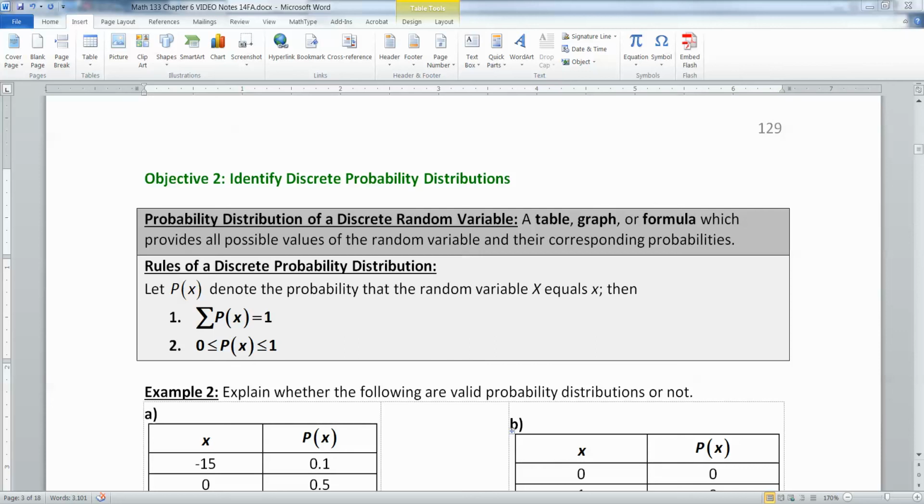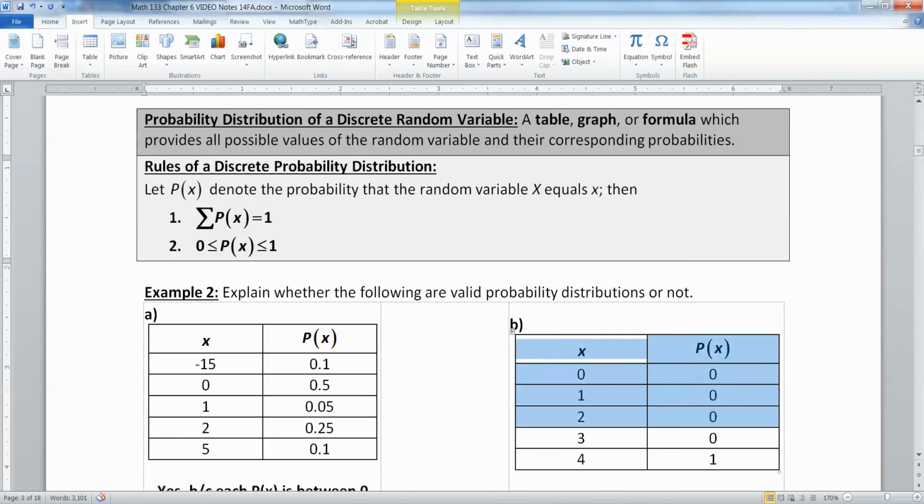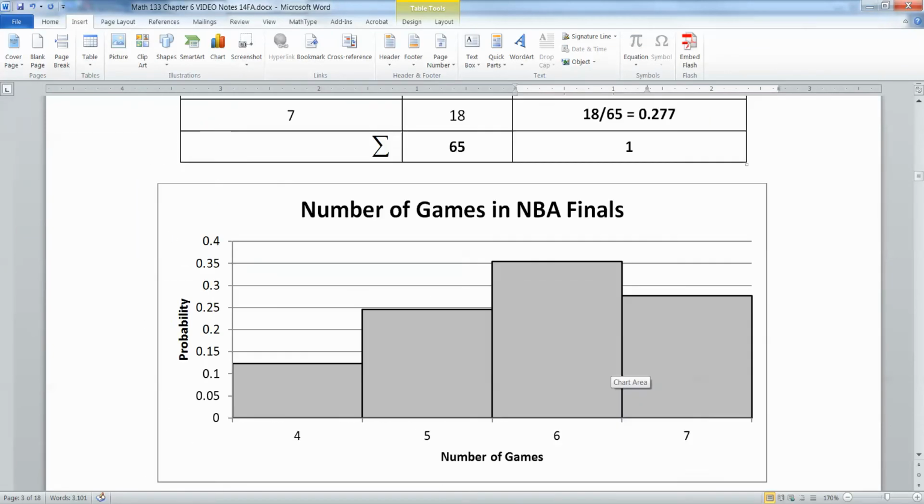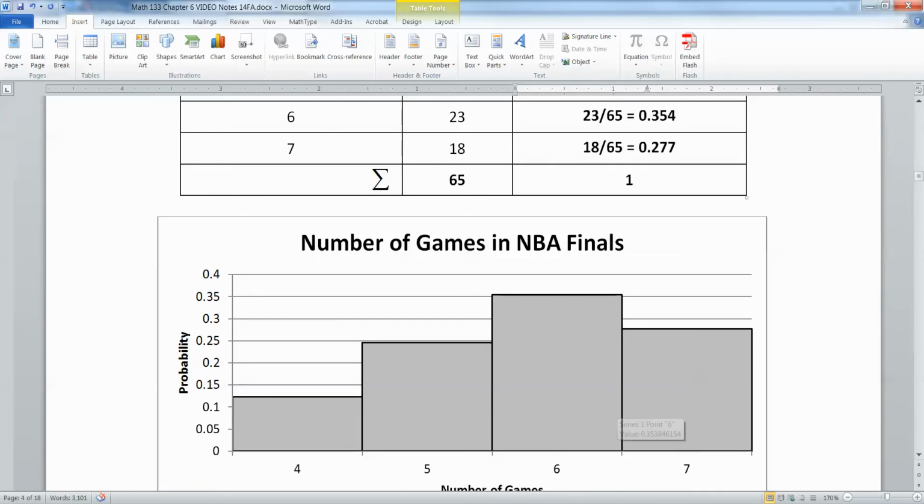In section 6.1, we learned that the probability distribution of a discrete random variable can be shown to us in a variety of ways, most particularly a table, a graph, or a formula. In that section, we saw tables right here. They're lovely. And we saw graphs, which are essentially glorified tables, right?